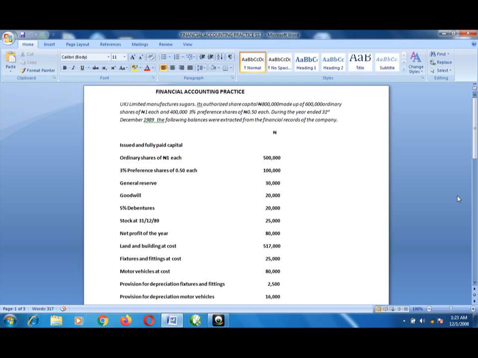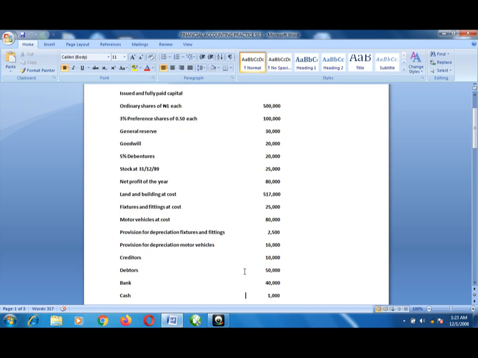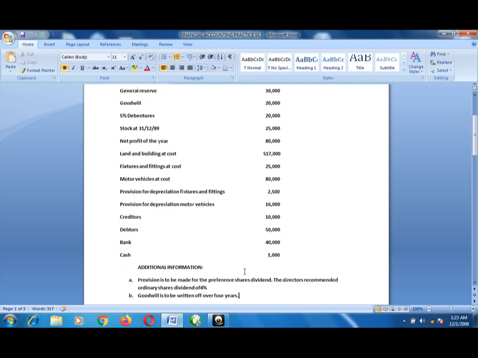You have a general reserve, goodwill, 5% debenture. You have a stock at 31st, that's the closing stock. Net profit for the year, you have land and building, fixture, motor vehicle, you have a provision for depreciation, and you have fixture and fittings, and you have a provision for depreciation, while you have the provision for motor vehicle, that's the provision for depreciation of motor vehicle. After that one, you have creditor, debtor, cash at bank, and say you are required.